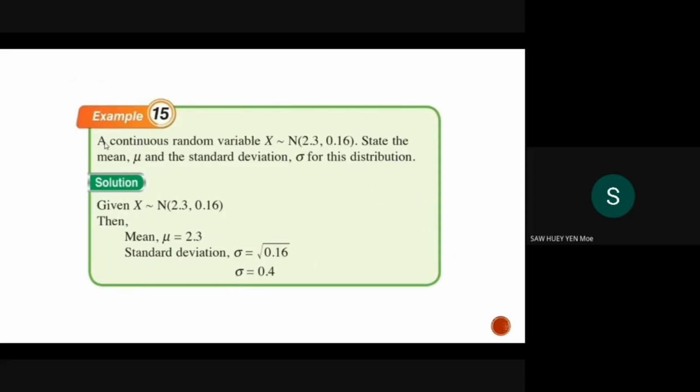Question 2. A continuous random variable X follows a normal distribution N(2.3, 0.16). State the mean and the standard deviation for this distribution. So from the given information, we can conclude that the mean is equal to 2.3 and the standard deviation is the square root of 0.16, which is 0.4.